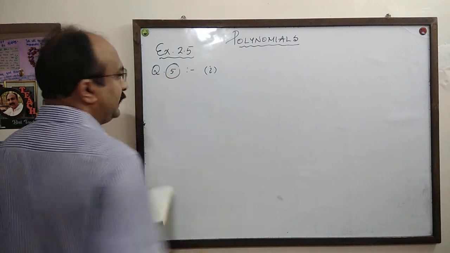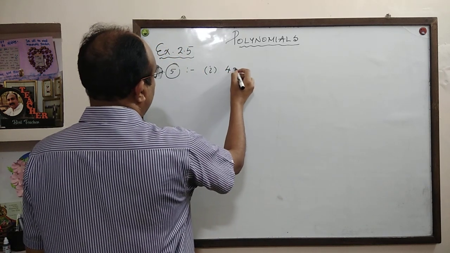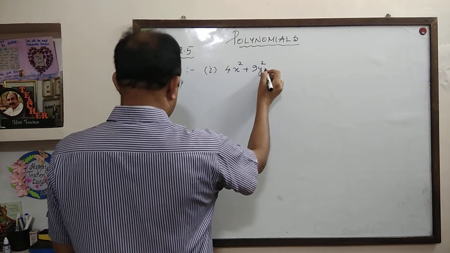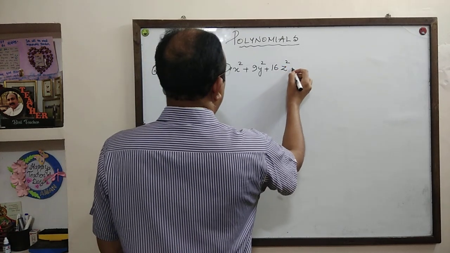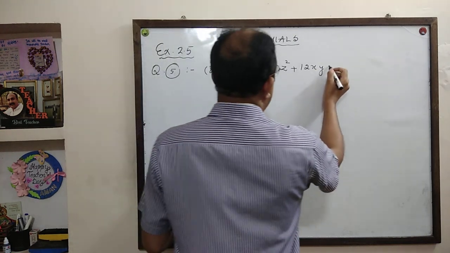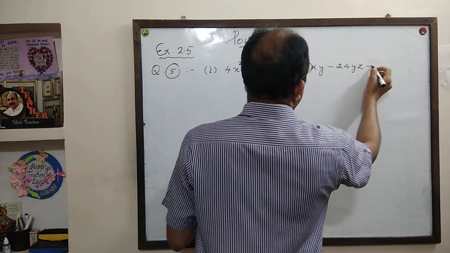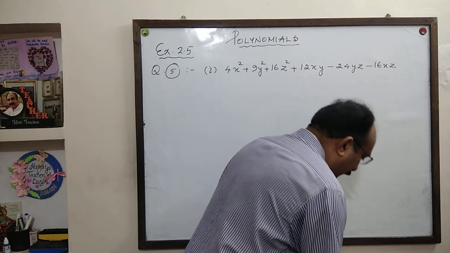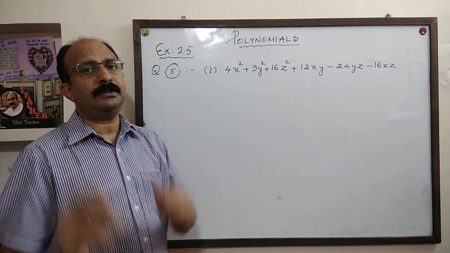Question number 5 is again factorize. This time 4x square plus 9y square plus 16z square plus 12xy minus 24yz minus 16xz. Factorize. Again, express it in the form of something into something.